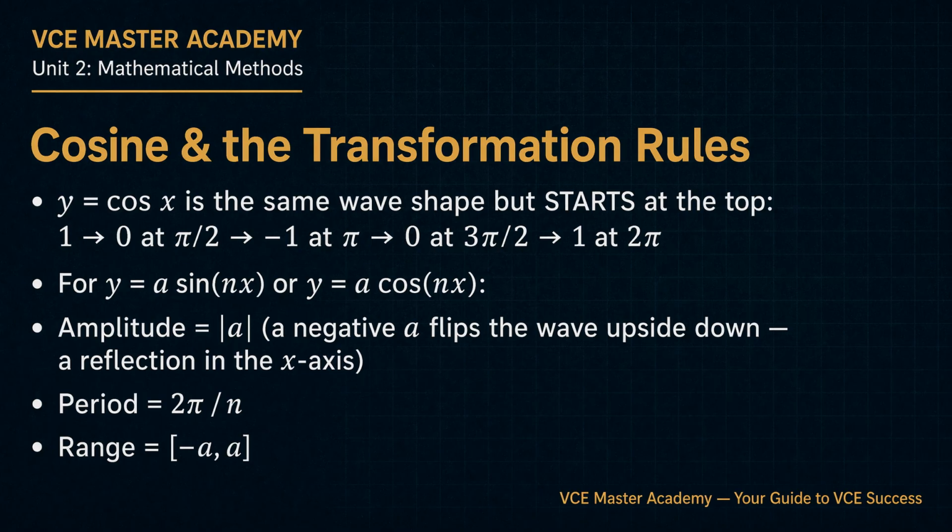Now the cosine graph, y equals cosine x. It is the very same wave shape, but it starts at the top. It begins at 1, drops to 0 at pi over 2, reaches its lowest point, minus 1 at pi, back to 0 at 3 pi over 2, and up to 1 again at 2 pi. So cosine is just sine that got a head start. Same amplitude of 1, same period of 2 pi.